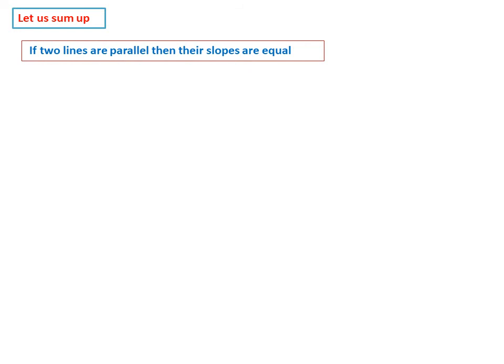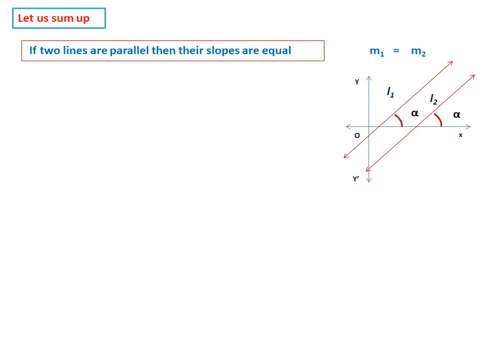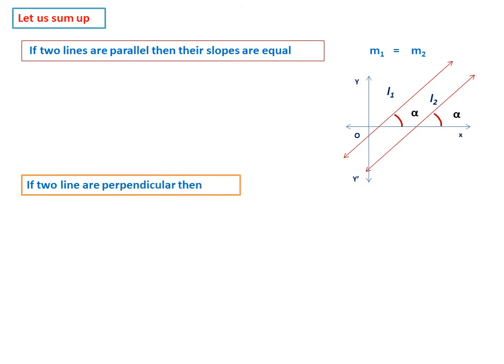Now let us sum up the important concepts, including the angle between the lines. The first one we studied today: if two lines are parallel, then their slopes are equal, that is m1 equals m2. The angle is the same, so I have shown it as alpha. So tan alpha equals tan alpha, that is m1 equals m2. This is the first thing we studied.